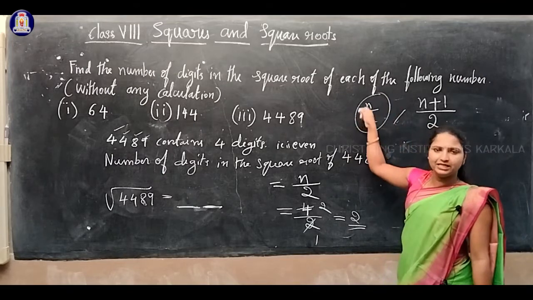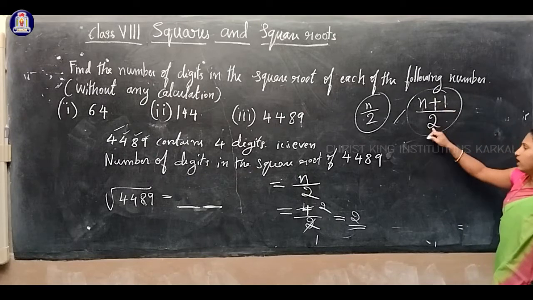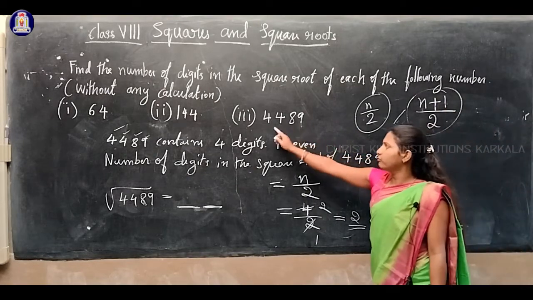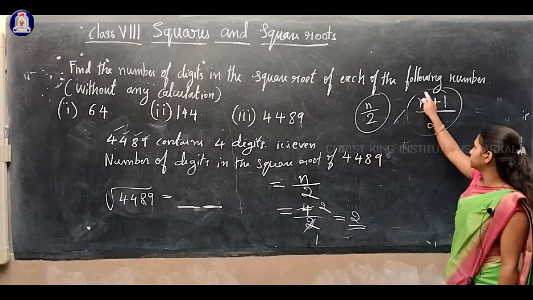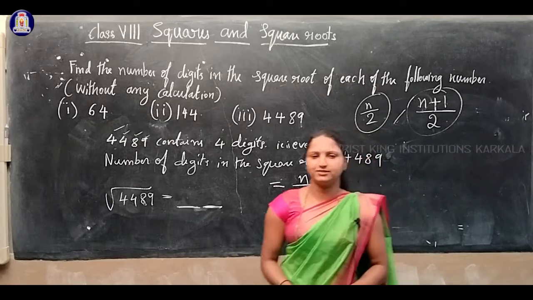For an even number of digits, n by 2. If you get an odd number of digits, then you write (n + 1) divided by 2. The number of digits the number contains, you write that number in place of n. Clear? Yes. Okay, next question.